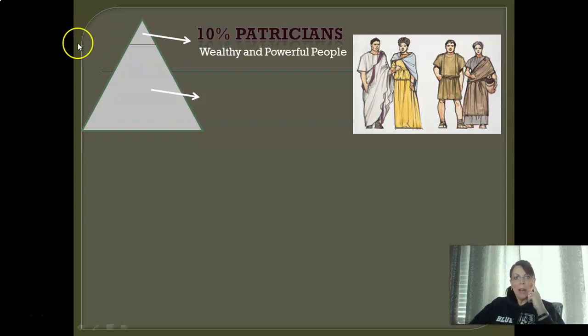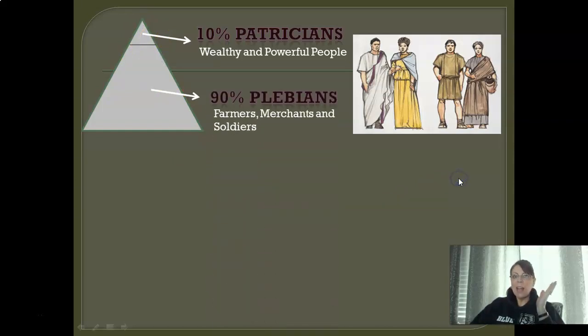At the top of their social pyramid was 10% of their society. They called themselves patricians, and they were the wealthy and powerful people. And then 90% of their society, all the rest of this social pyramid, were regular, average, ordinary people like us. They were farmers and merchants and soldiers, and it also included poorer people, people who were involved in slavery and being servants and that kind of stuff.